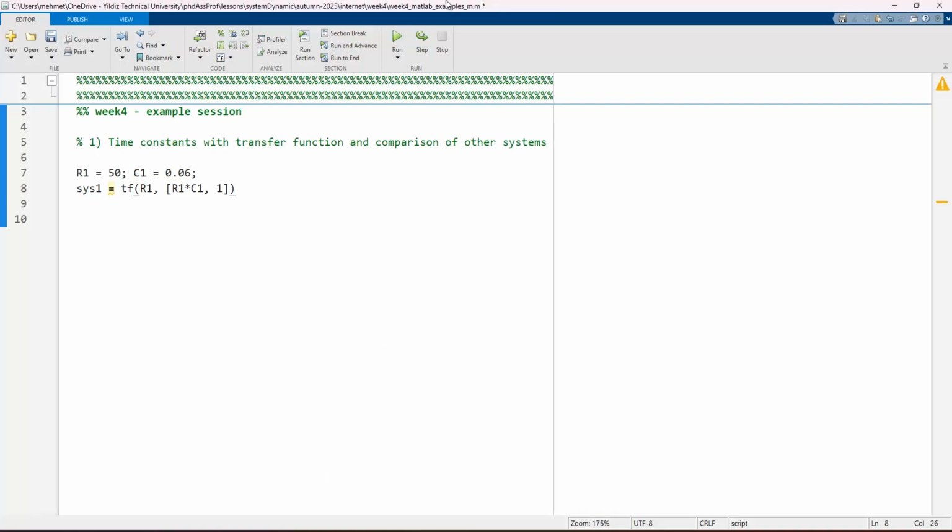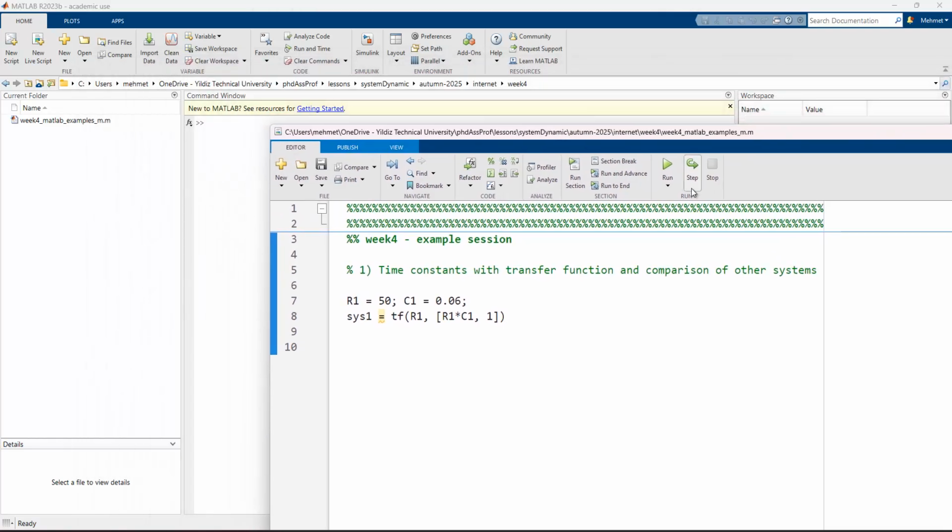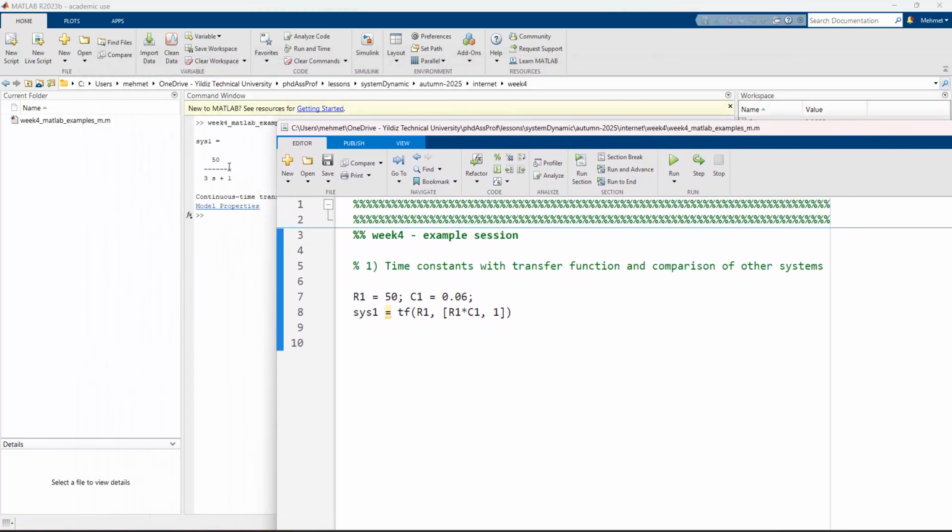If we run this code, we will have 50 divided by 3s plus 1, because 50 times 0.06 is equal to 3. Just remember that R1 times C1 is equal to 1 divided by the tau value.